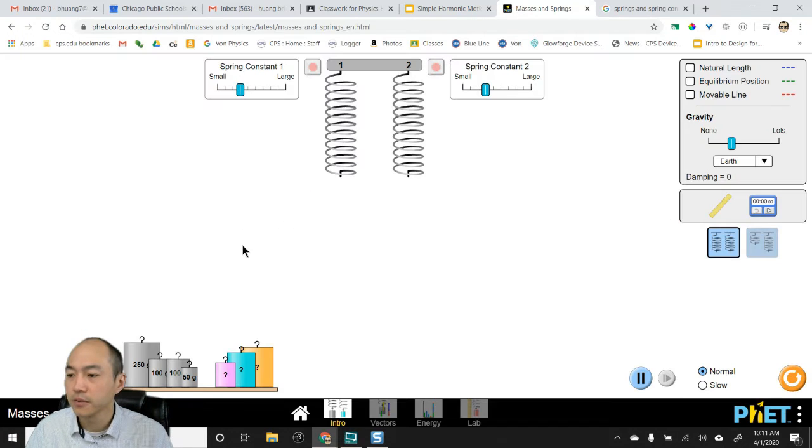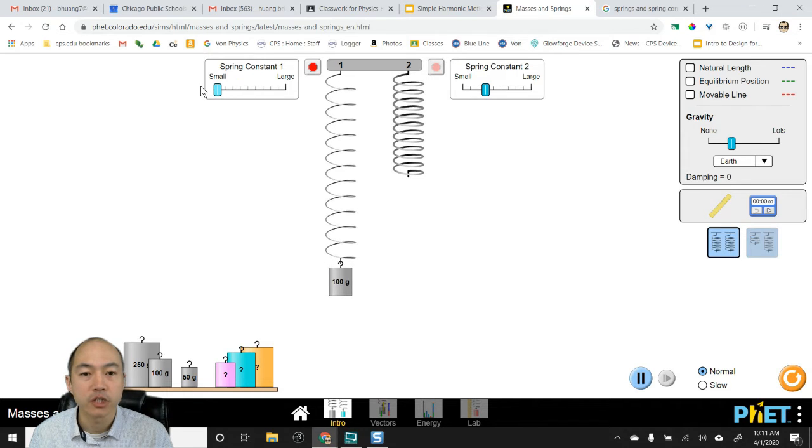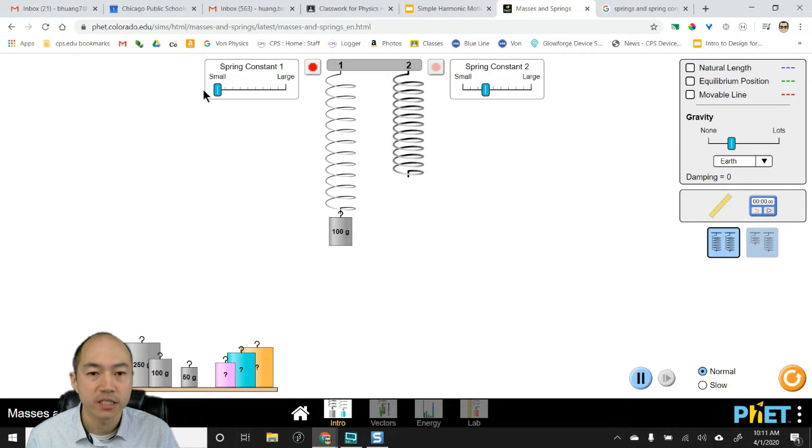And click intro. And in this environment we can do some fun things. We can take a mass, hang it on the spring, and watch it oscillate. And if I click stop, I can now change the spring constant. I think in the homework assignment I wrote for you guys, I asked you to change it all the way to the smallest and then all the way to the largest.